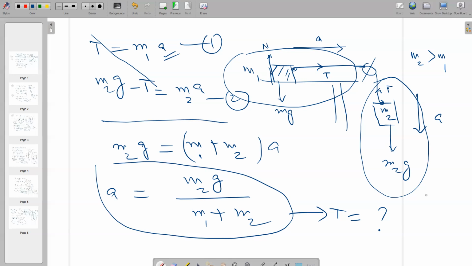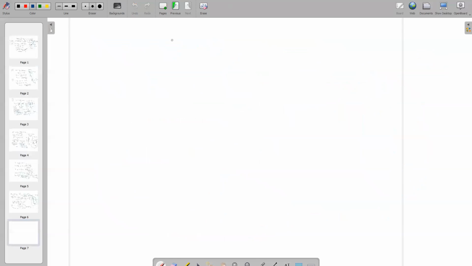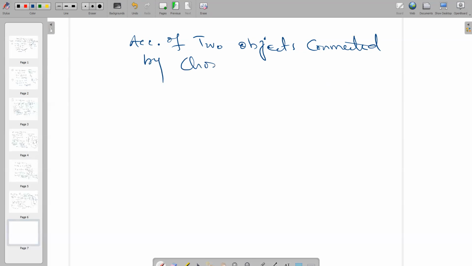After this, I am discussing the other situations. Remember this one. This is very important because the question can come from any situation. The other situation is the acceleration of two objects connected by a cord, or rope, or string, you can say.